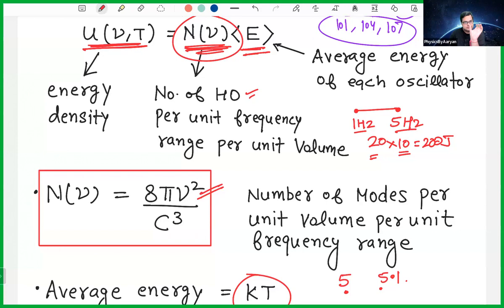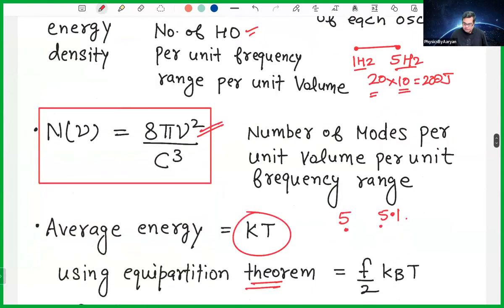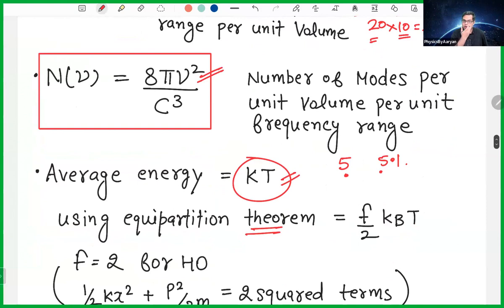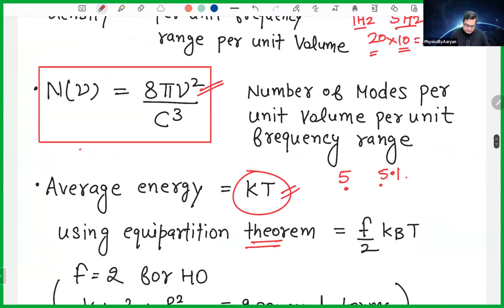And the two factors are there. One is number density and the second is equipartition theory. Number density says how many oscillators are between these two frequencies, and average energy says what is the average energy of each oscillator. Average energy of each oscillator is basically kBT or kT according to the equipartition. So if we use these two results, we get the ultraviolet catastrophe, because then you can just multiply these two. So you will get 8 pi nu square by c cube into kT. So this is your energy density.